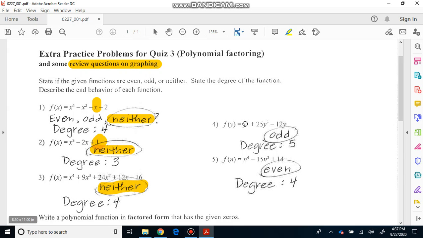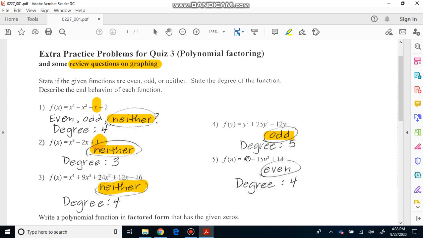Question 4, my exponents are 5, 3, and 1. Those are all odd exponents. Oh, did I say coefficients? I meant exponents. My exponents are 5, 3, and 1. Because my exponents are all odd, this is an odd function. It has nothing to do with the coefficient, right? We have an even coefficient, but that doesn't matter. I'm just looking at the exponents. So odd exponents, an odd function, because they're all odd.